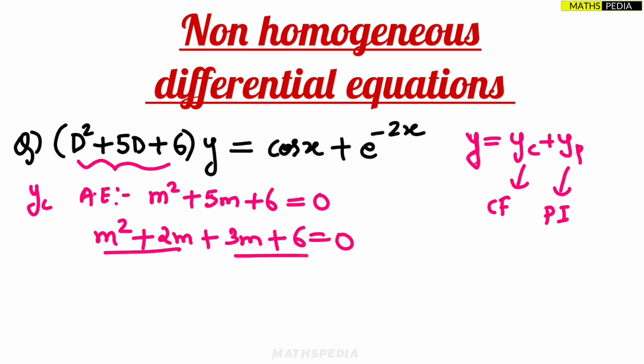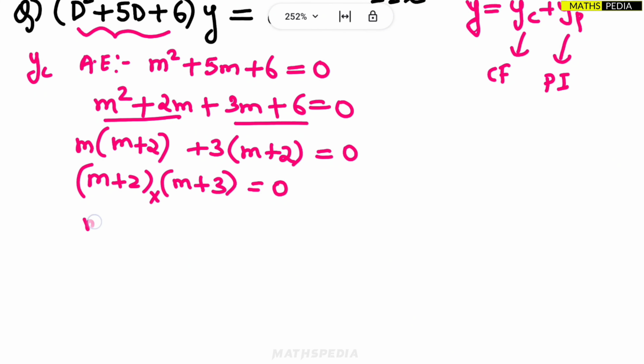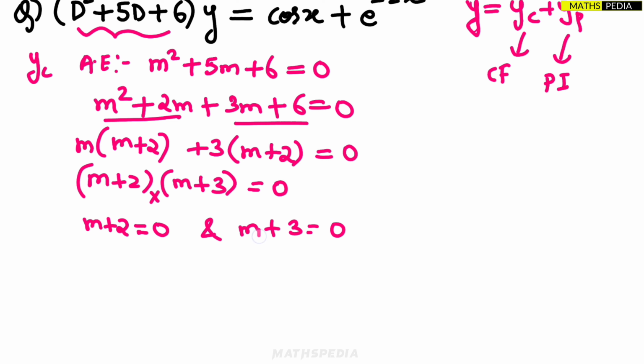From this you can do grouping. m common, m plus 2. Here also m plus 2 should come, and here plus 3, right? So m plus 2 common. So what is left out? m plus 3. Since it is multiplication, we can write it as m plus 2 is equal to 0 and m plus 3 is equal to 0. So from here m value is minus 2, from here m value is minus 3.